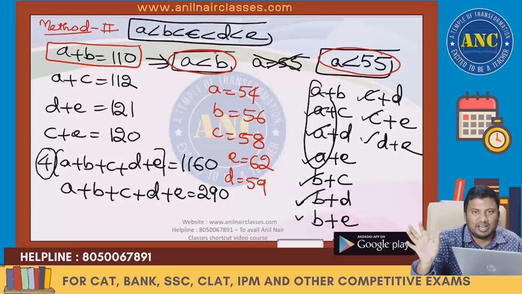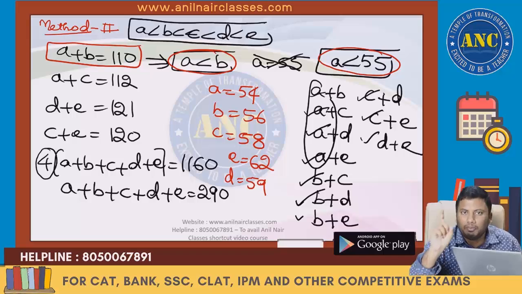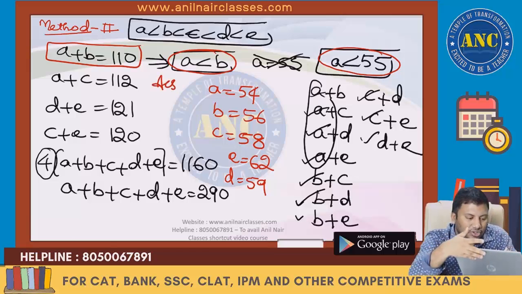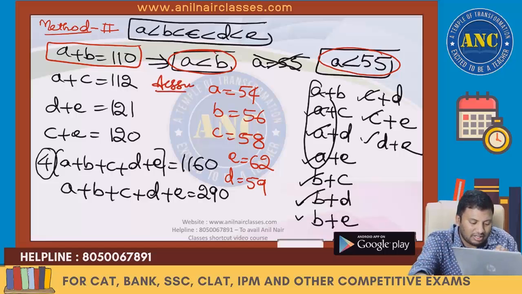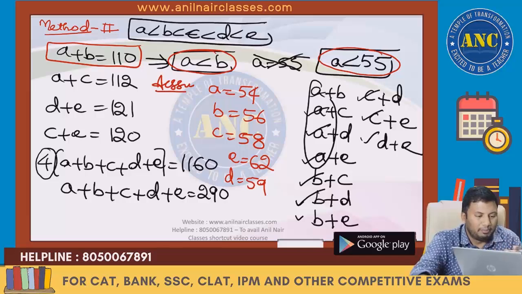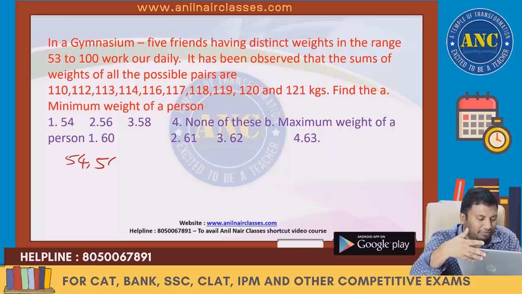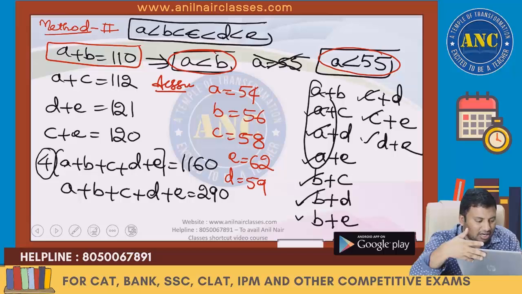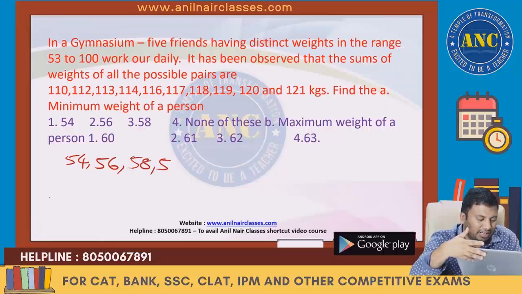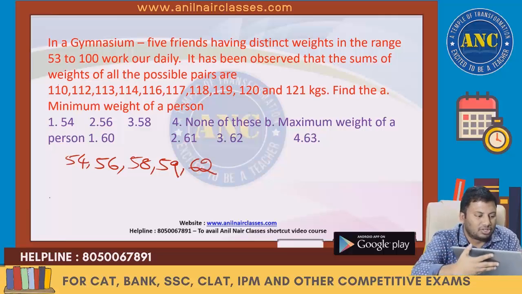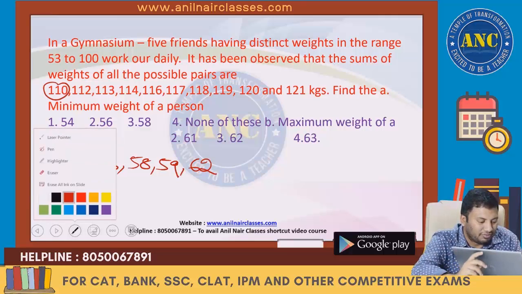A plus B equals 110. If both were equal, they would be 55. Because A is less than B, A has to be less than 55. If I assume A is 54, these are the values I got: B is 56, C is 58, E is 62. Now check whether all the sums are obtained. If this case is wrong, then I will go to the next one. All the possible sums I should get. 110 is 54 plus 56.